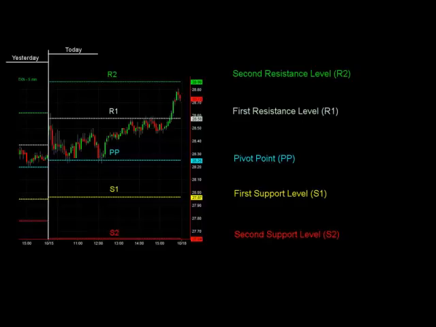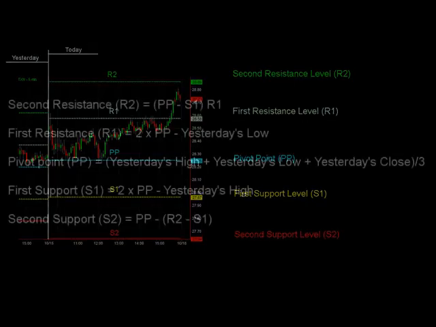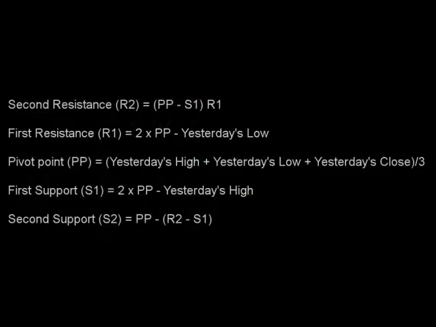The pivot point marks the dividing line between the bulls and the bears. Above the pivot point, there are 2 levels of resistance. Below the pivot point are 2 levels of support. The values for each level are calculated using the high, low, and close of the previous day.